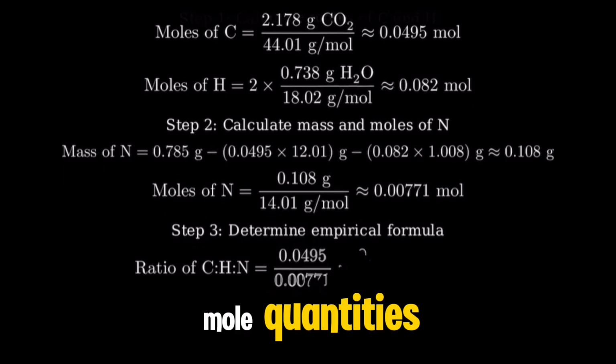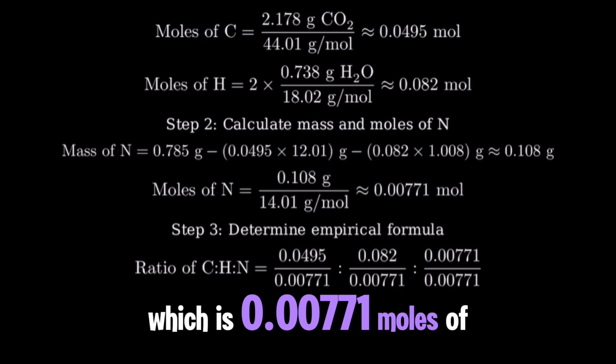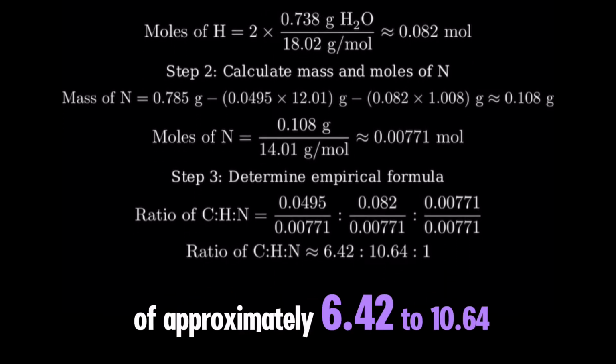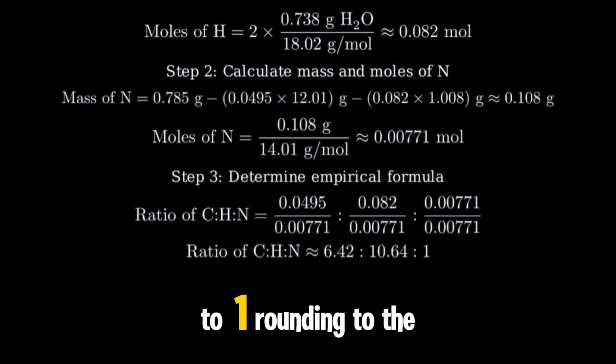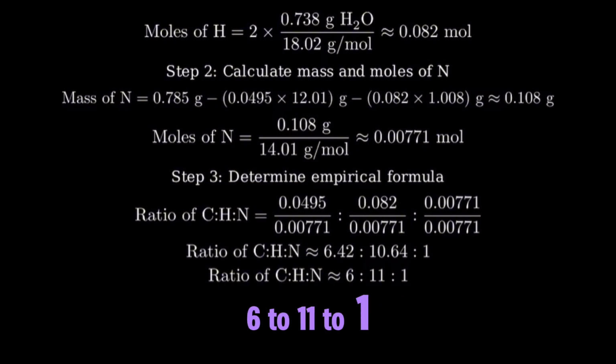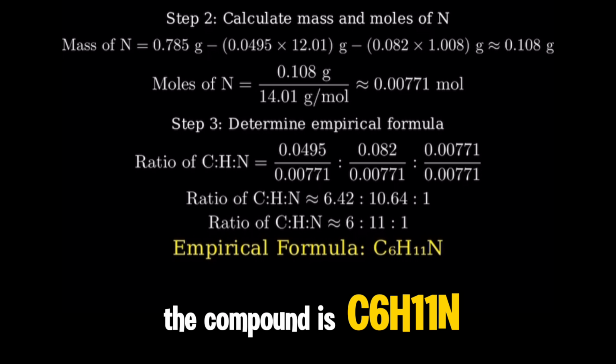We divide all mole quantities by the smallest number of moles, which is 0.00771 moles of nitrogen. This gives us a ratio of approximately 6.42 to 10.64 to 1. Rounding to the nearest whole numbers, we get a ratio of 6 to 11 to 1. Therefore, the empirical formula of the compound is C6H11N.